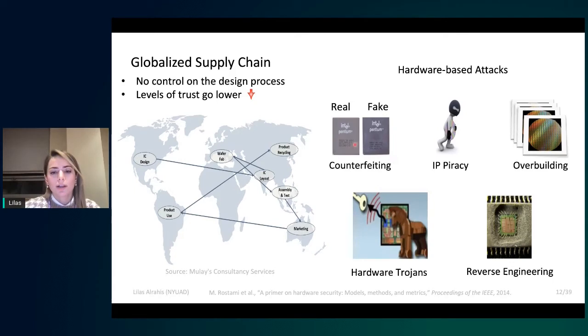reverse engineering. So, counterfeiting deals with recycled, out of spec chips that are made to appear identical to the genuine IC. And IP piracy means stealing the design.